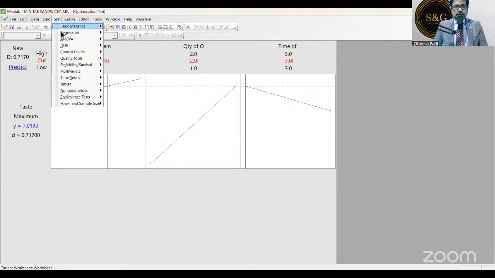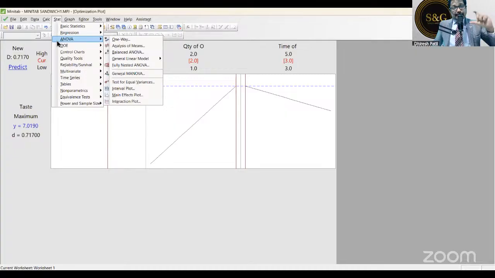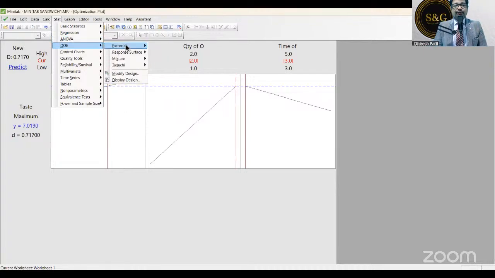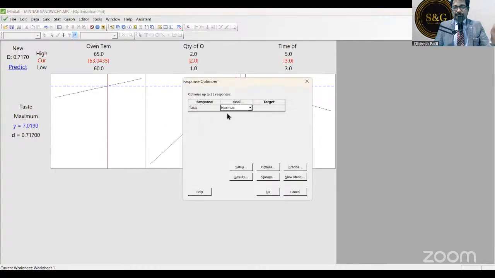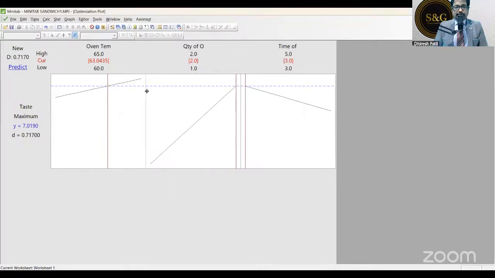Yeah. So I'll repeat from this. So Stat, DOE. Yes, this is after the analysis is done. Then you go to response optimizer, and then you can play around with this response optimizer and optimize. Now, how do you get this? Stat, DOE, Factorial, Response Optimizer. This response optimizer will be activated only if you have analyzed the data. Once you click on that, here is the test you have to maximize. So select maximize and click on OK. Then you will reach here. It will be like this.